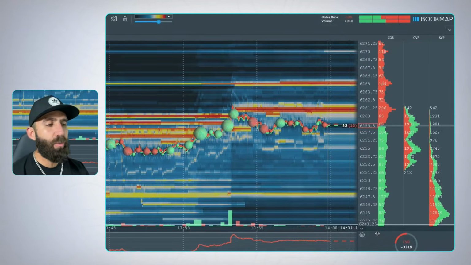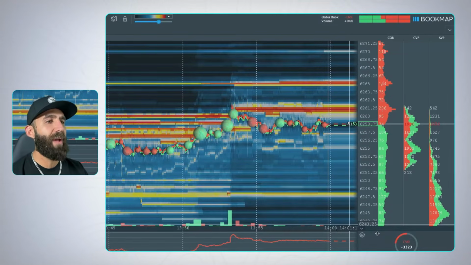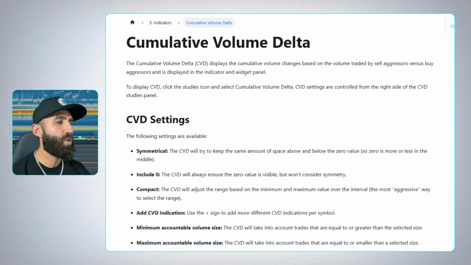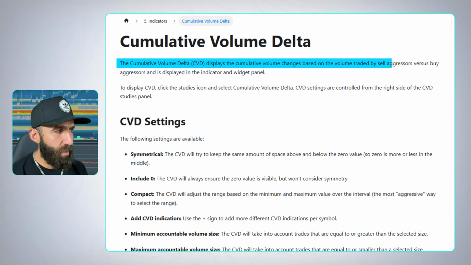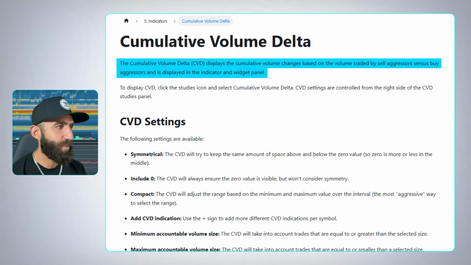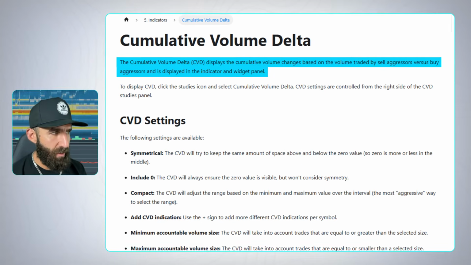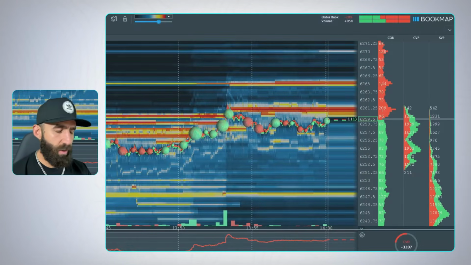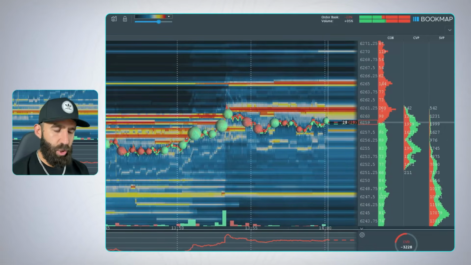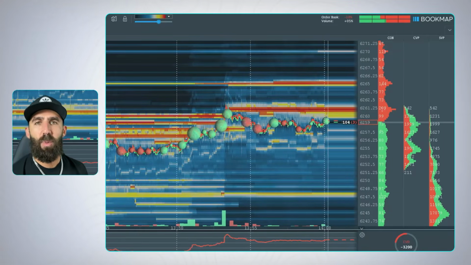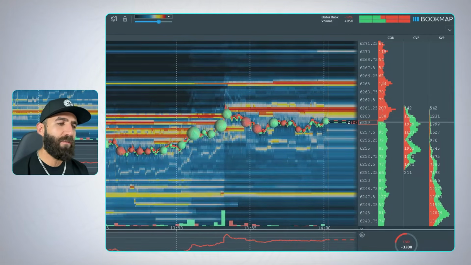Along with that, we have cumulative volume delta down on the bottom. And I'm actually going to have this thrown on the screen because I'm going to read you guys the exact definition here. Cumulative volume delta displays the cumulative volume changes based on the volume traded by sell aggressors versus buy aggressors and is displayed in an indicator in the widget panel. So this over here on the right-hand side, just to simplify that, is displaying the delta, cumulative volume delta, the difference between buying and selling volume, right?